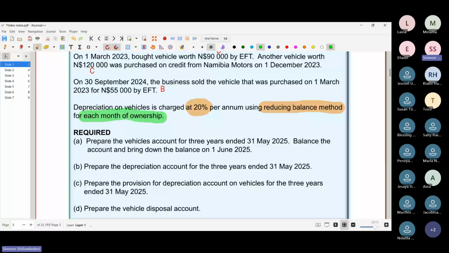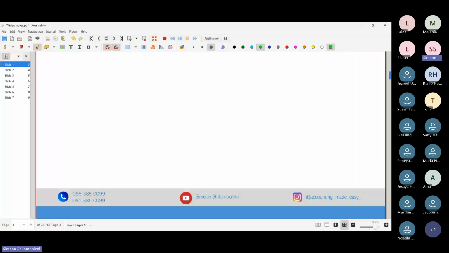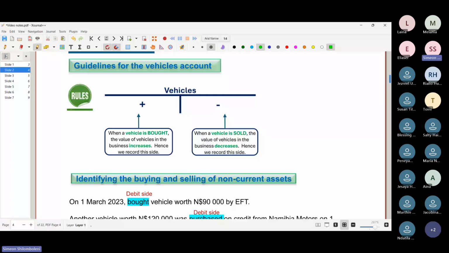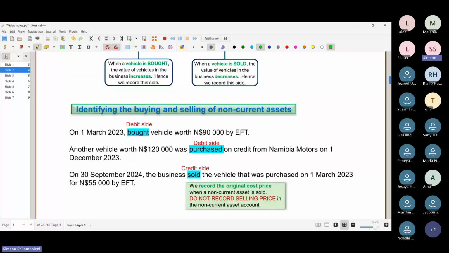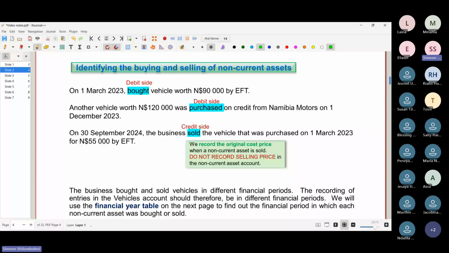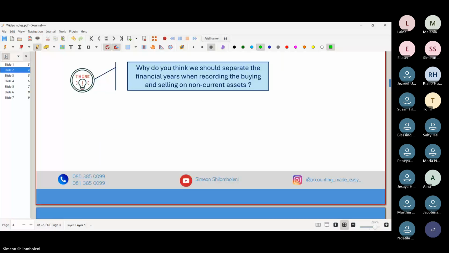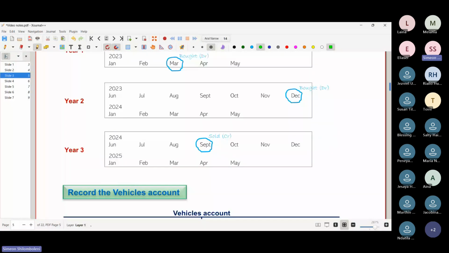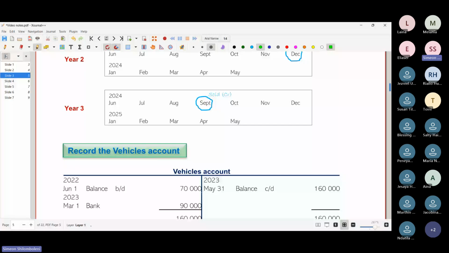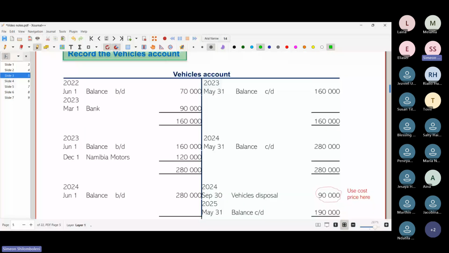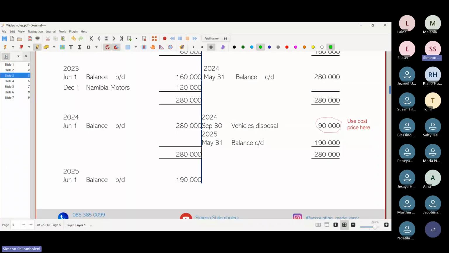Perfect. Now we come to the guidelines. The guidelines for the asset account: we know when you have bought something, you put it on the debit side, and on the credit side when you are selling. We already did this part. This is a financial table. I've taught you how to identify the financial table. This is the vehicle account, the asset account. I've also shown you that one.